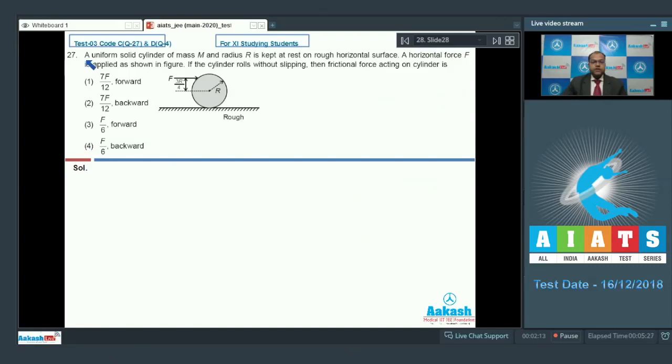In question number 27, a uniform solid cylinder of mass m and radius r is kept at rest on a rough horizontal surface. A horizontal force F is applied as shown in the figure. If the cylinder rolls without slipping, then the frictional force acting on the cylinder is. So the point of application of force is at a distance of 3r by 4, so h is greater than r by 2 from the center of mass.